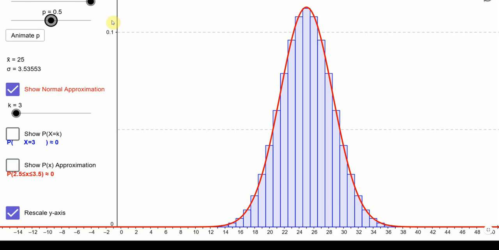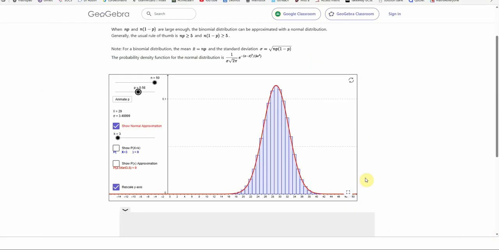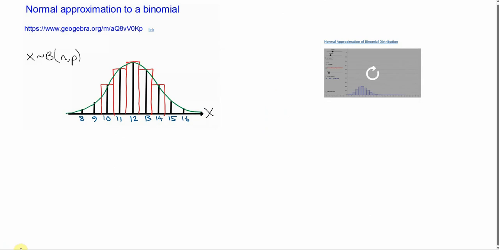From this software, I want you to take that when n is 50, you can't see it, but I'm telling you n is 50, and the probability is close to 0.5, it looks like a normal distribution curve, or it fits under that curve. You can see if I take the probability away, it starts to get less symmetrical, but still pretty good. Right, let's go back to where we just were. Here we go.